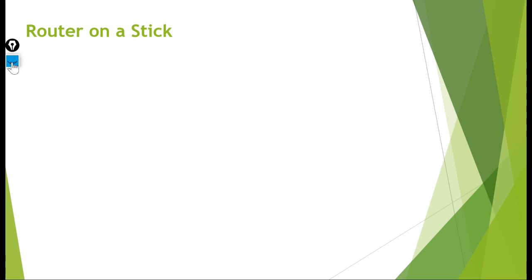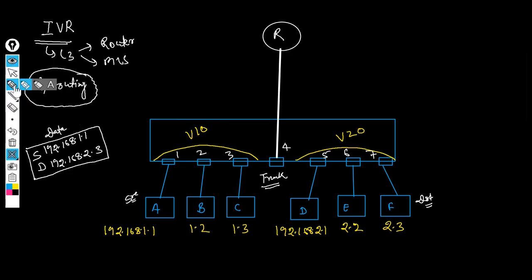If you remember, we discussed one of these scenarios in our previous video, and this is what we have. We have a switch with VLAN 10 and VLAN 20, and the respective PCs are connected to each VLAN. We have a router connected to the switch on port number 4, and port number 4 is part of the default VLAN 1.